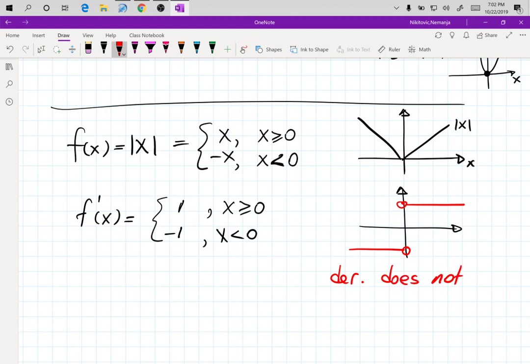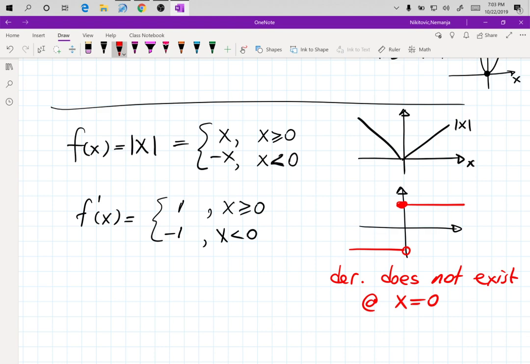So what we see is that the derivative does not exist at x equals 0. The limit doesn't work. Even if I put the point here, the derivative does not exist because the derivative is the limit, and the limit needs to approach from both sides. When you approach from the left, it gives you -1. When you approach from the right, it gives you 1. So the derivative doesn't exist.